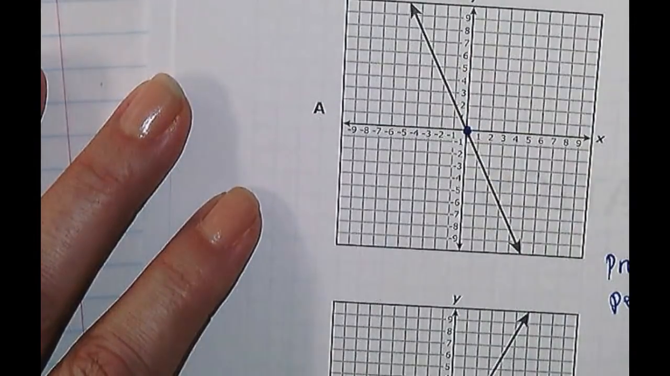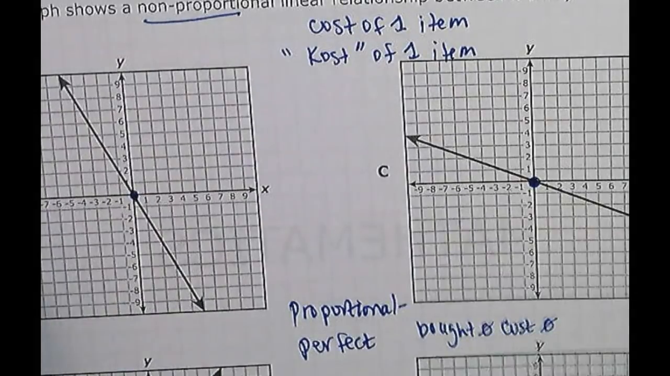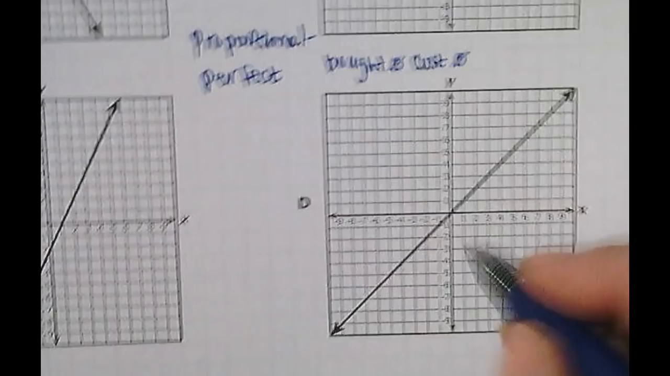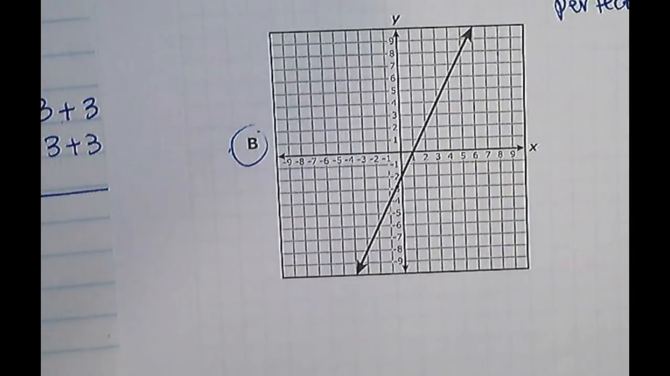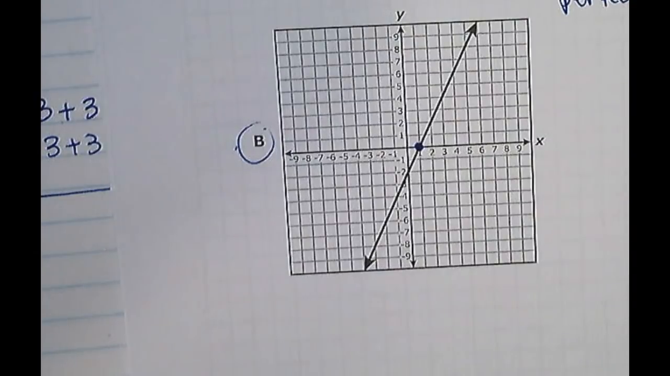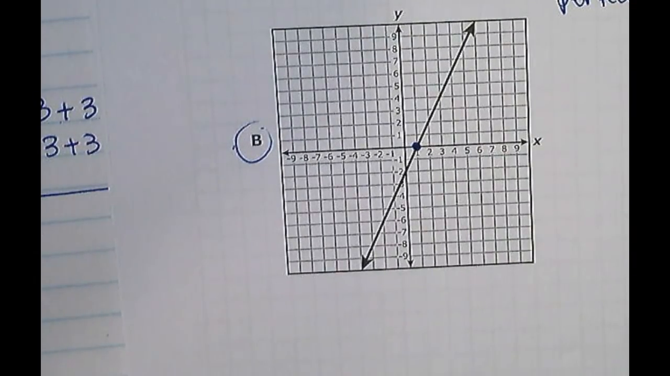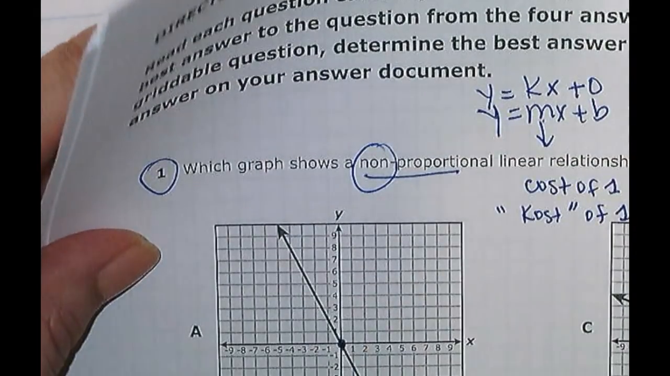If you look at A, crosses 0. Bought none, cost none. Look at C, bought none, cost none. Perfect. Look at D. But it's perfect. Bought none, cost none. Look at B. Well, that one stinks. Because he didn't buy a darn thing and it cost me $1 to go look. Window shopping is very expensive there. Don't go. B is non-proportional. It's not very nice. Definitely not.